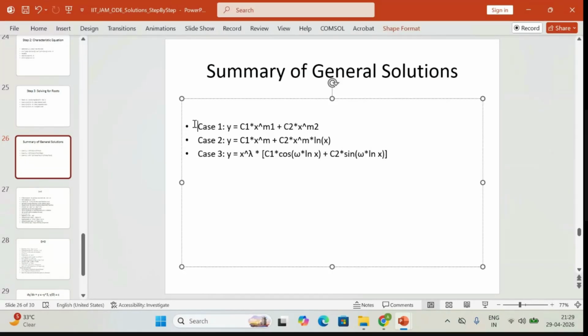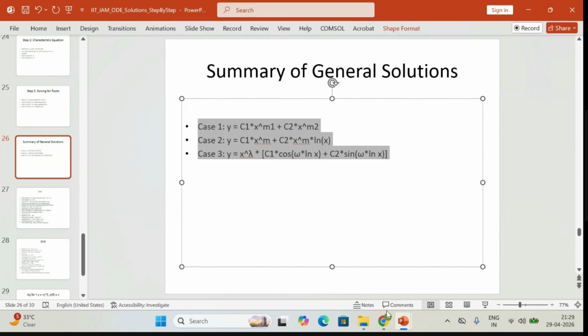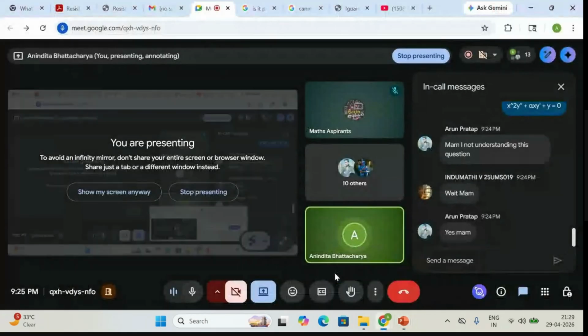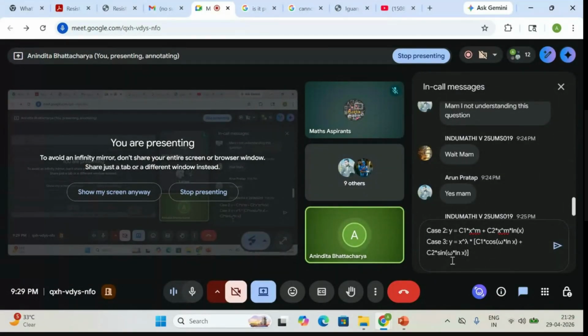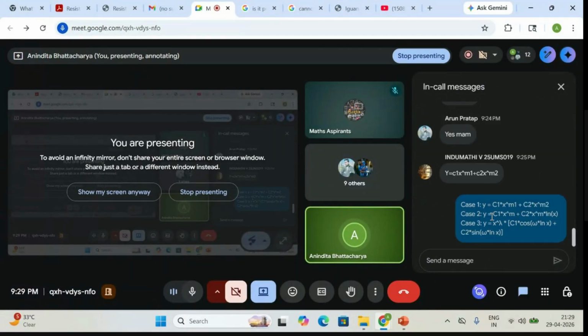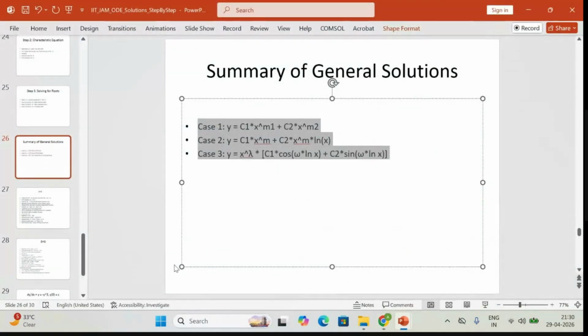So I will write the general solution for these three cases in the chat box. Indumati, the first solution is right for discriminant more than 0. If the discriminant is equal to 0 or less than 0, you have case 2 and case 3. I have typed the solution. You can take a look at it.